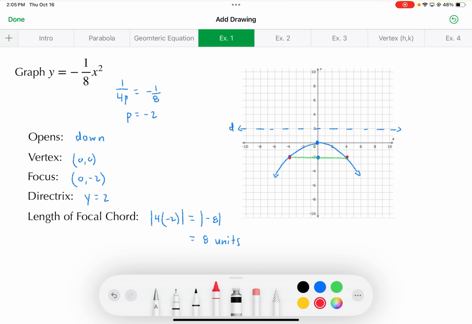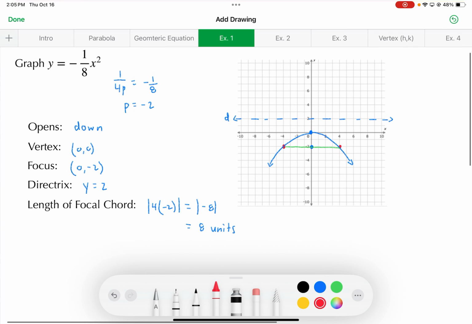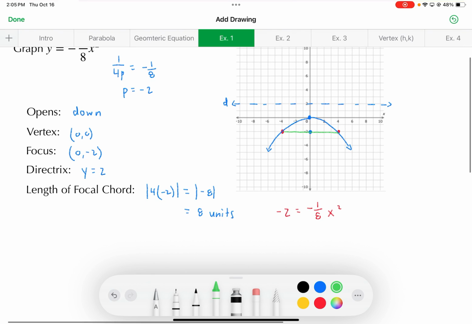Now, let me verify that those two red points are actual points on the equation. Since they are in line with the focus, they have the same y coordinate as the focus, correct? Which is -2. So use your equation. If you plug -2 in for y and go to solve it for x, you'd have to multiply both sides by -8. That's going to give you 16 equals x squared, or x is going to be plus or minus 4.